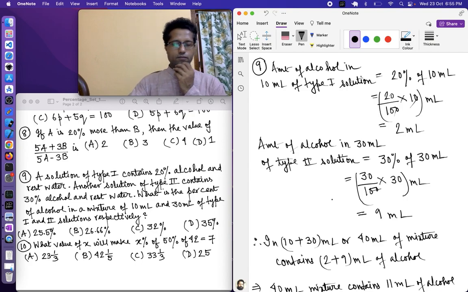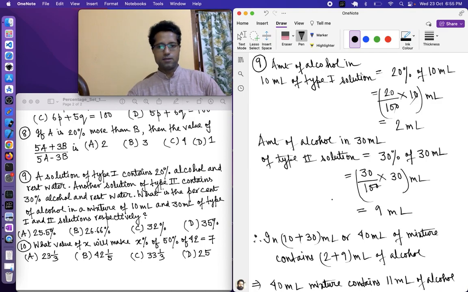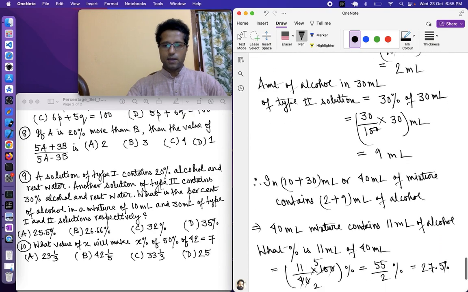Now we have to find the amount of alcohol in 30 ml of type 2 solution. It will be 30% of 30 ml, which is 30 by 100 multiplied by 30, equal to 9 ml of alcohol. So when 10 ml and 30 ml of the two solutions are mixed, the total amount becomes 40 ml, and in that 40 ml we have 2 plus 9, that is 11 ml of alcohol.